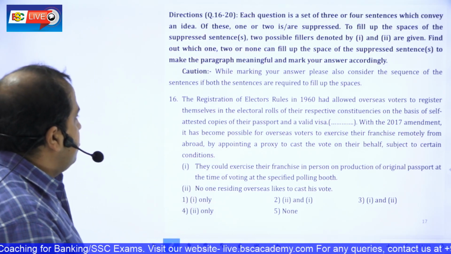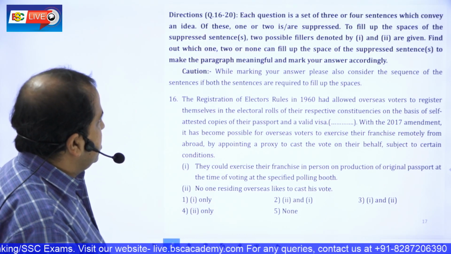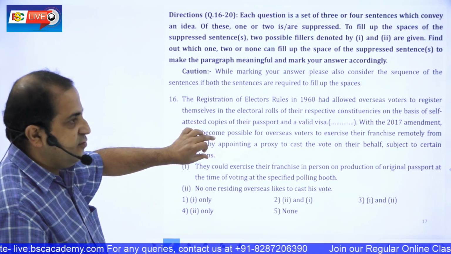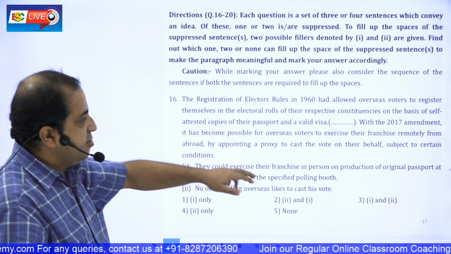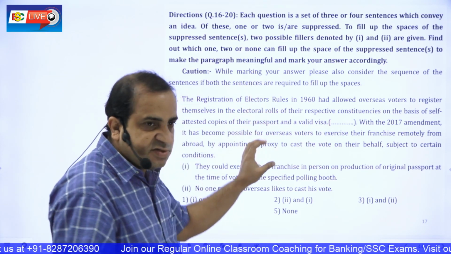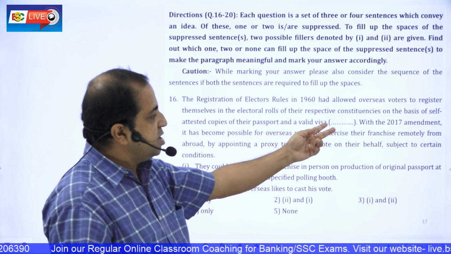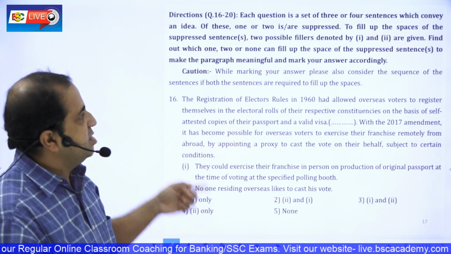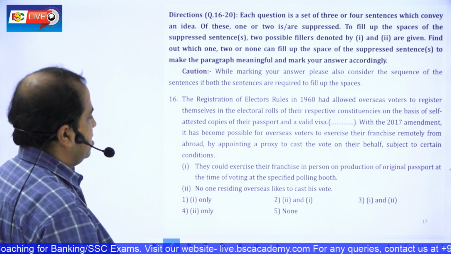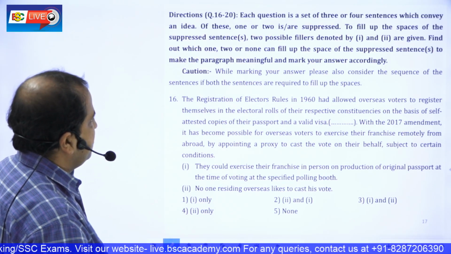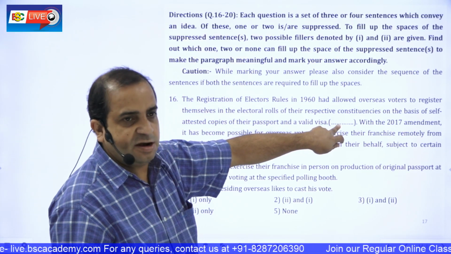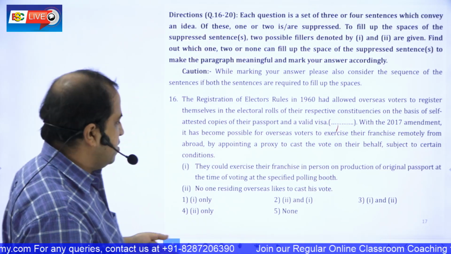Each question is a set of 3 or 4 sentences which convey an idea. पहला सेंटेंस यहाँ दिया हुआ है और फोर्थ या थर्ड यहाँ दिया हुआ है, बीच में एक या दो और आएगा. अगर एक आता है then it's a set of 3 sentences. अगर दो आता है then it becomes a set of 4 sentences. That is why the direction, each question is a set of 3 or 4 sentences which convey an idea. Of these, 1 or 2 is are suppressed. ये suppressed sentence को दिखा रहा है, the dots. So 1 or 2 is or are suppressed.